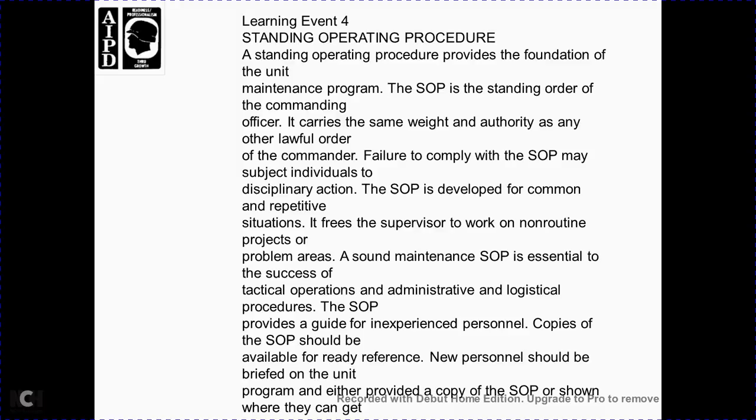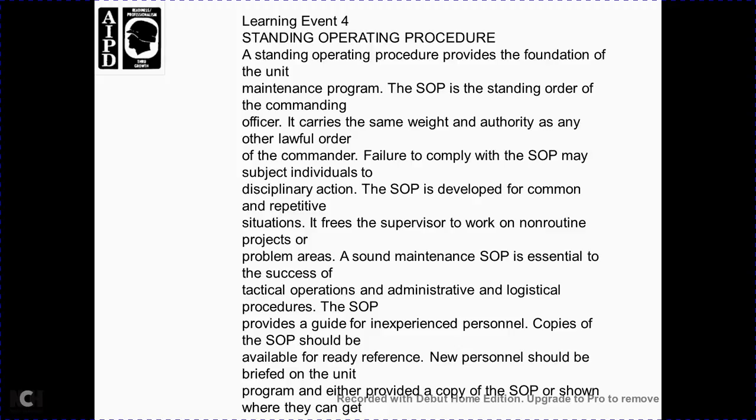Learning event 4, standing operating procedure. Standing operating procedure provides the foundation for the unit maintenance program. The standing operating procedure is a standing order of the command that carries the same weight and authority as any other lawful order of the commander. Failure to comply with the standard operating procedure subjects the individual to disciplinary action. The standard operating procedure is developed for common, repetitive situations. It frees the supervisor to work with non-routine projects and problem areas. The sound maintenance of the standard operating procedure is essential for the success of the tactical operation.